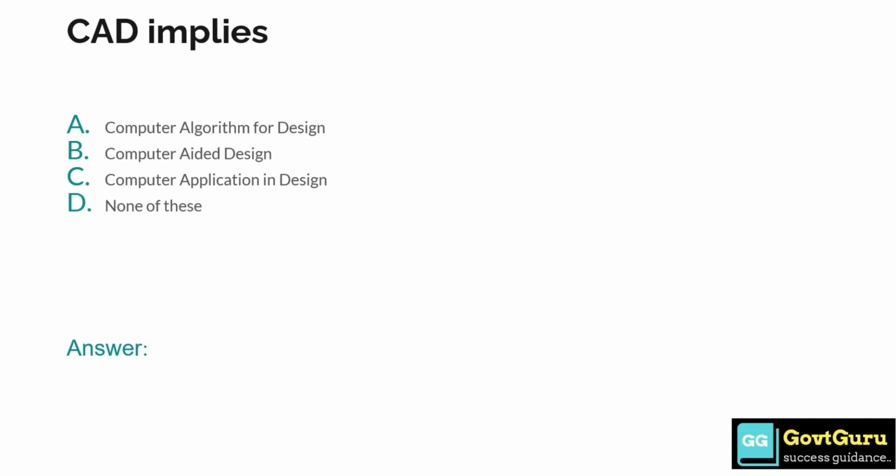The next question is CAD implies option A computer algorithm for design, option B computer aided design, option C computer application in design, and option D none of these. So the answer is computer aided design, CAD.